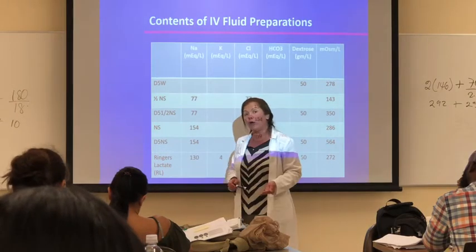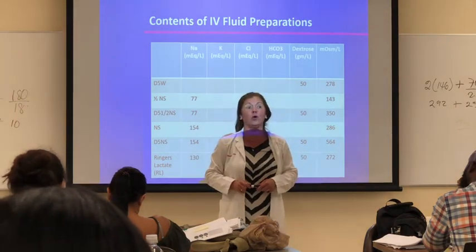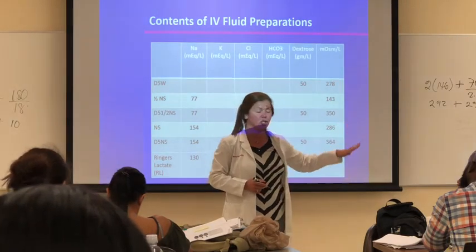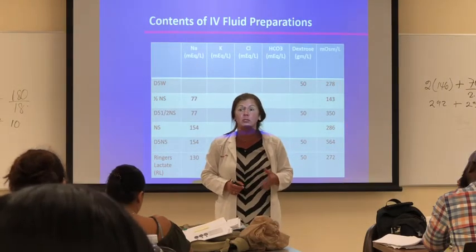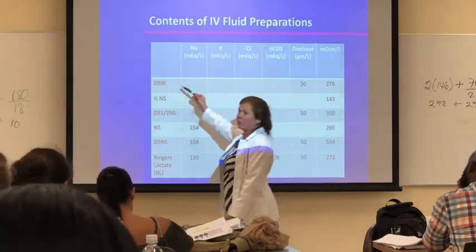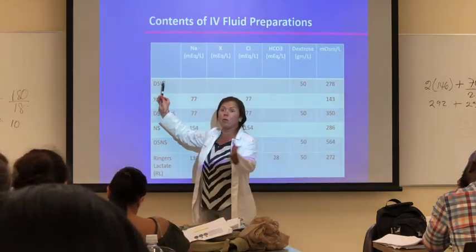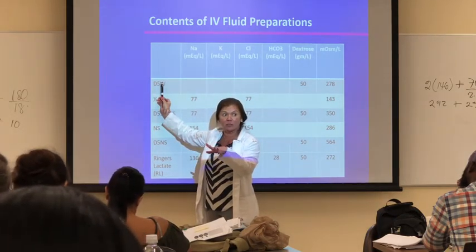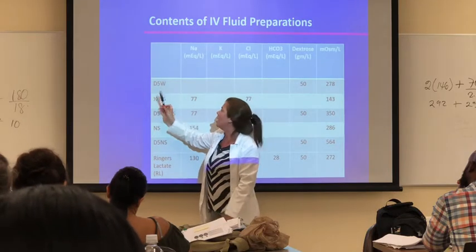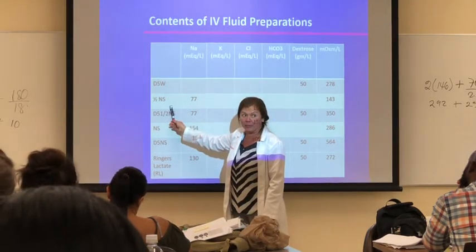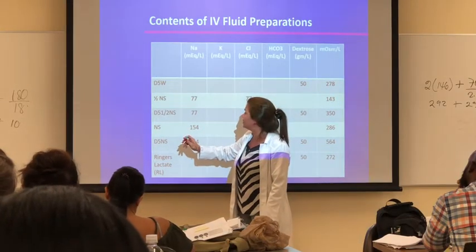Now, other types of fluid are called hypotonic, okay? And I'll explain the shift again in a second. Hypotonic solutions are D5 water, or even the tap water that you put on the patient with the flushes. Those are hypotonic substances. Half normal saline, a quarter of normal saline, and that's it.